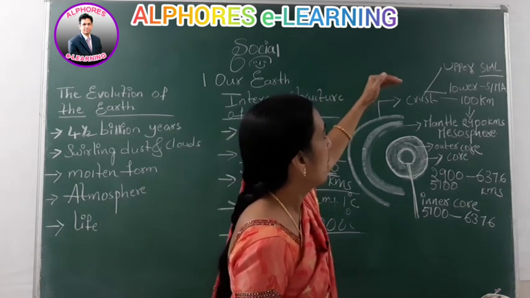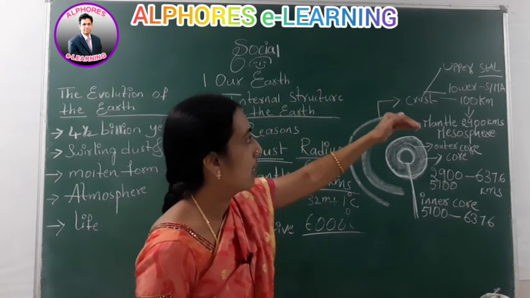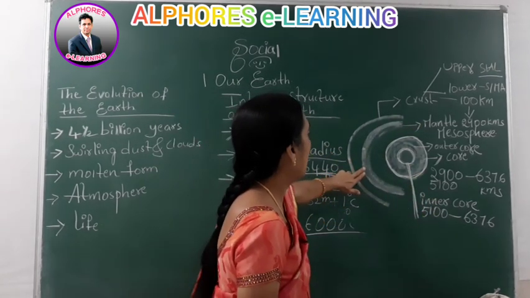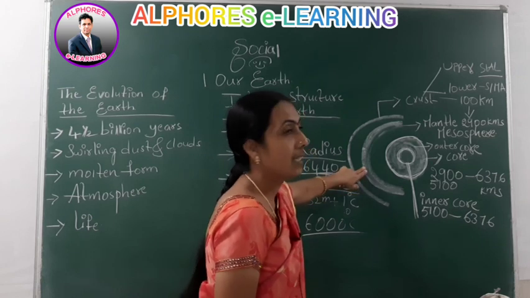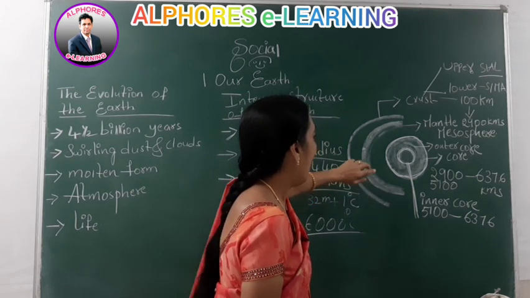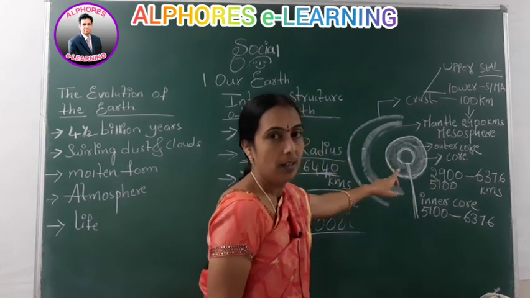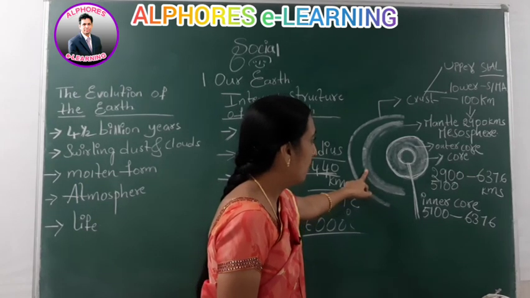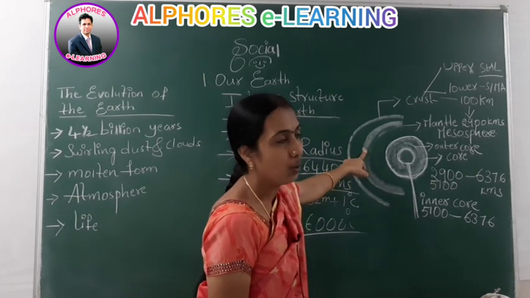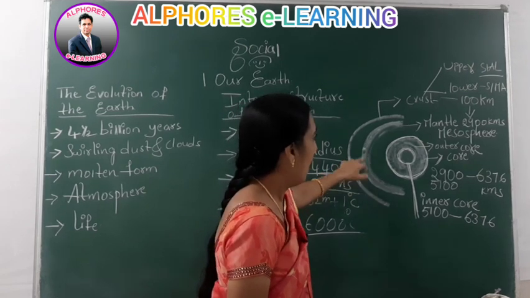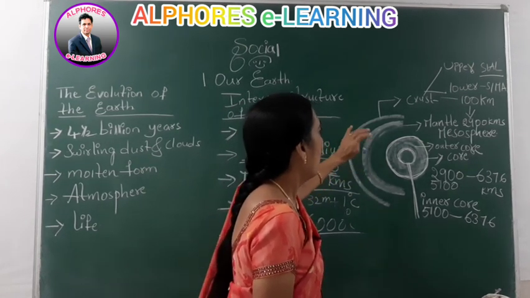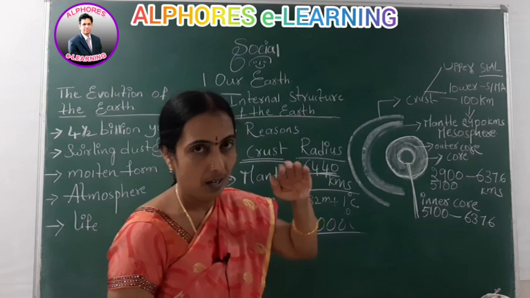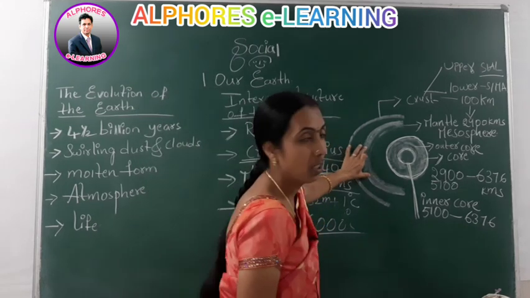In the upper layer, silicon and aluminium substances are present. In the lower layer, silicon and magnesium are present. Then, second is the mantle. The next layer of the earth is the mantle. As it is located between the 2 layers, it is also called the mesosphere. Mesosphere means the layer which is present between the 2 layers. It extends from 100 kilometers to 2900 kilometers, and silicates are present here. When the earth was in boiling molten form, the heavier substances settled in the middle and formed this mesosphere.